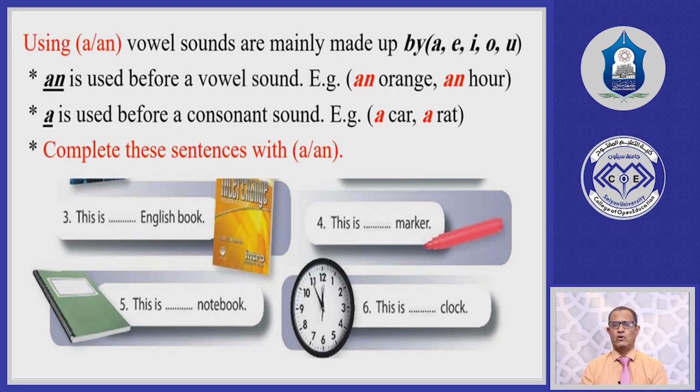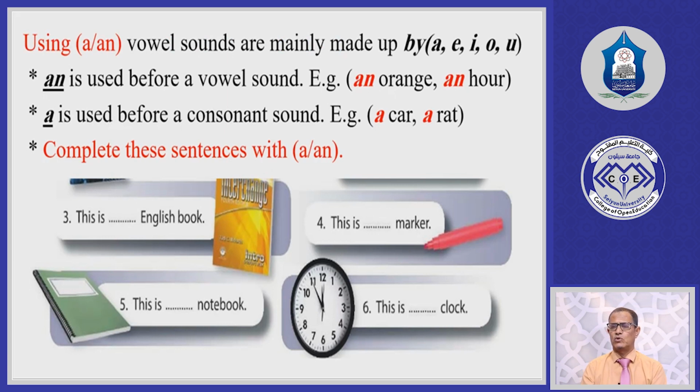Now look at these sentences, and you have to complete them using these two indefinite articles. You have to use a or an in these spaces according to the sound that follows the space. For example, the first one: this is English book. Which one can be used here, a or an? Because you have e, which is a vowel sound, it should be an here. This is an English book.